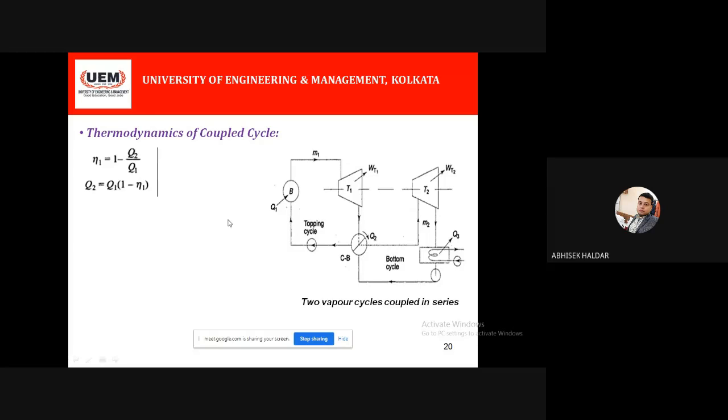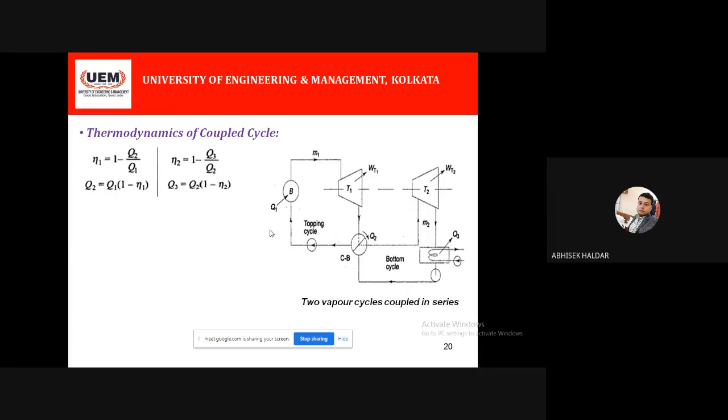Similarly, I can write for eta 2. Eta 2 means the efficiency of this bottoming cycle. Eta 2 will be 1 minus Q3 by Q2. Q2 is the heat added to this bottoming cycle, which is the same as the heat rejected by the topping cycle. Q3 is the heat rejected by this bottoming cycle. Is this clear, these two equations? Yes, sir. So from here we can simplify: Q3 is equal to Q2 into 1 minus eta 2.